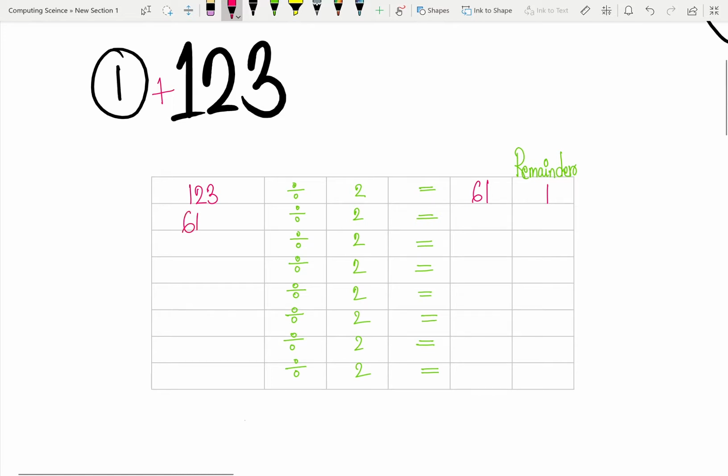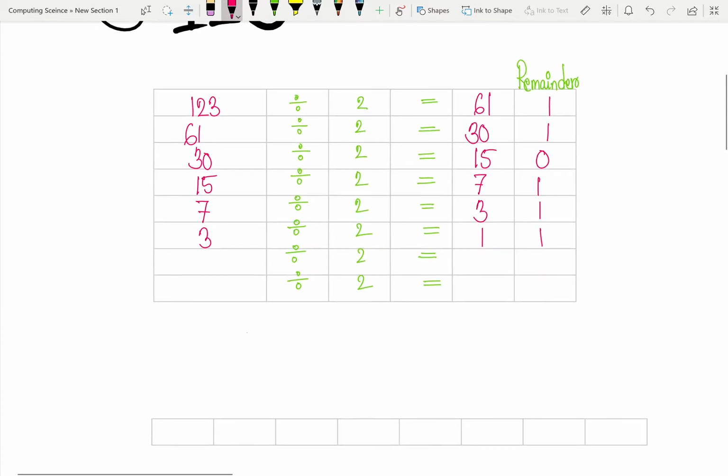61 divided by 2 becomes 30 with a remainder of 1. 30 divided by 2 becomes 15 with a remainder of 0. 15 divided by 2 becomes 7 with a remainder of 1. 7 divided by 2 becomes 3 with a remainder of 1. 3 divided by 2 becomes 1 with a remainder of 1 again. And when 1 is divided by 2, it becomes 0 with a remainder of 1.